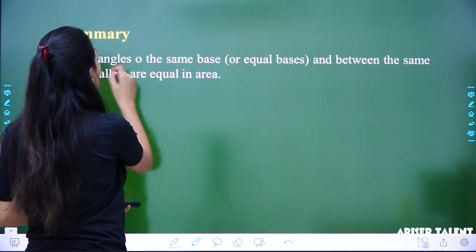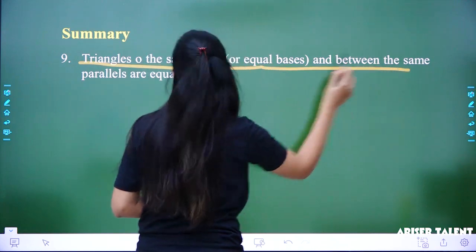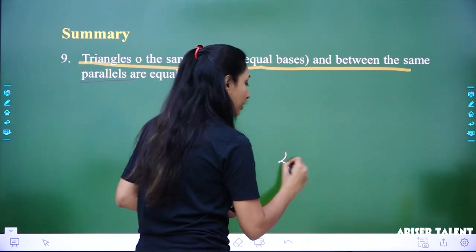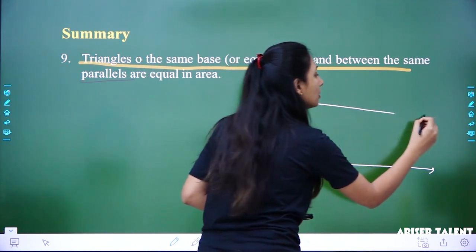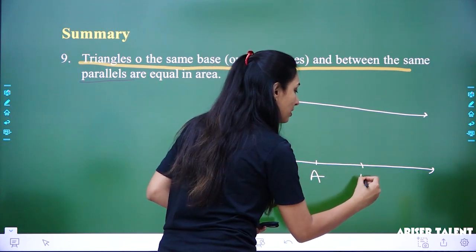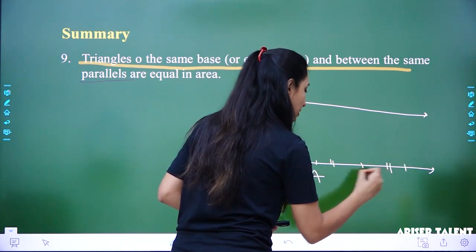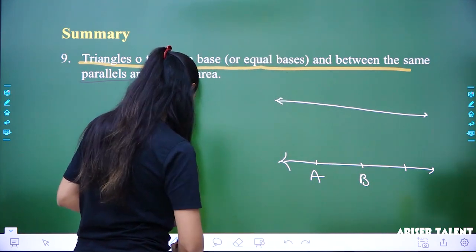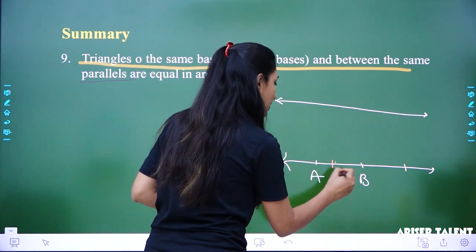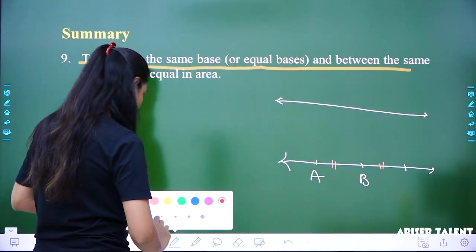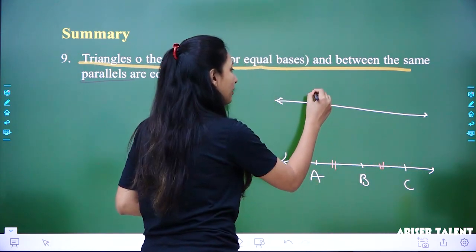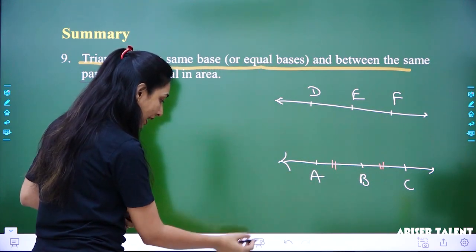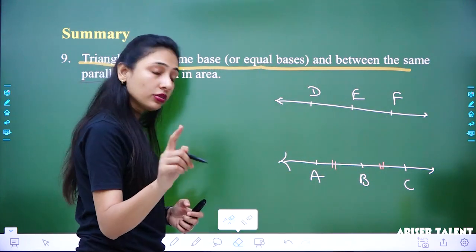Now next, triangles on the same base and between the same parallels are what? Equal in area. So if you have two parallels, and if you have AB equal to BC, in that case, if you have these points D, E, F here, now we are talking about the triangles made by the equal base or same base.